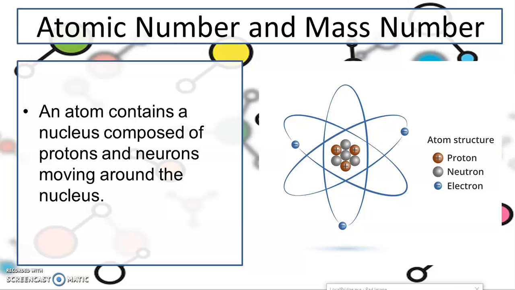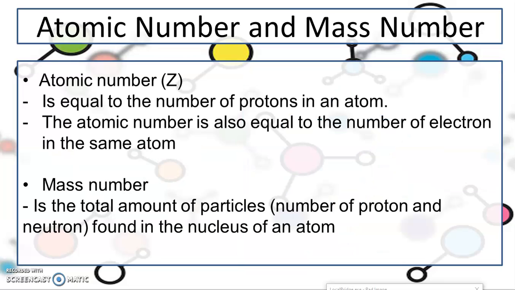So now, let us move to atomic number and mass number of the atom. An atom contains a nucleus composed of protons and neutrons, with electrons moving around the nucleus. The atomic number is equal to the number of protons in an atom. The atomic number is also equal to the number of electrons in the same atom. The mass number is the total number of particles, protons and neutrons, found in the nucleus of an atom.